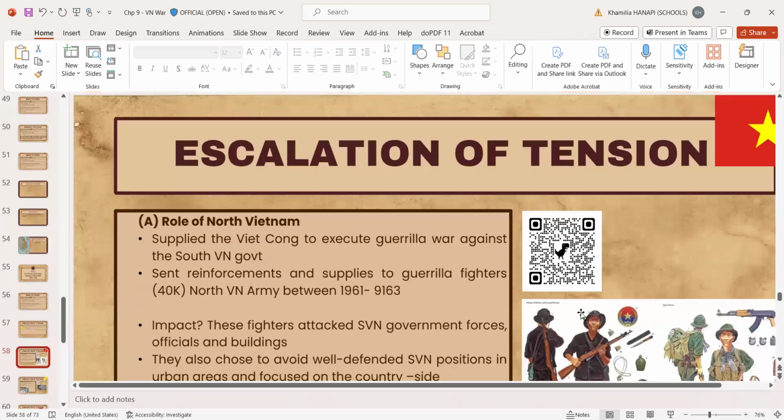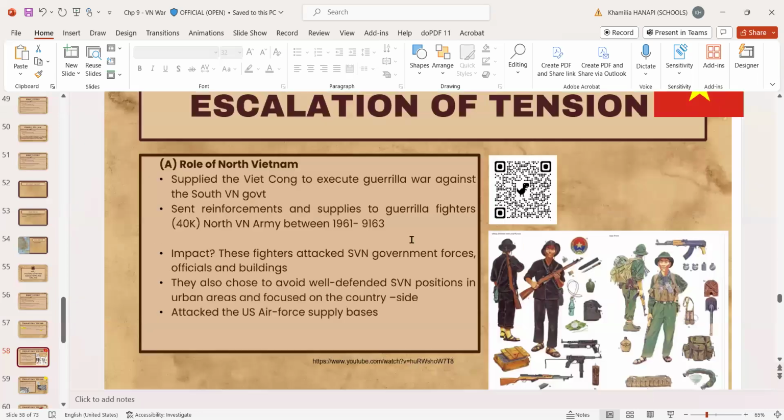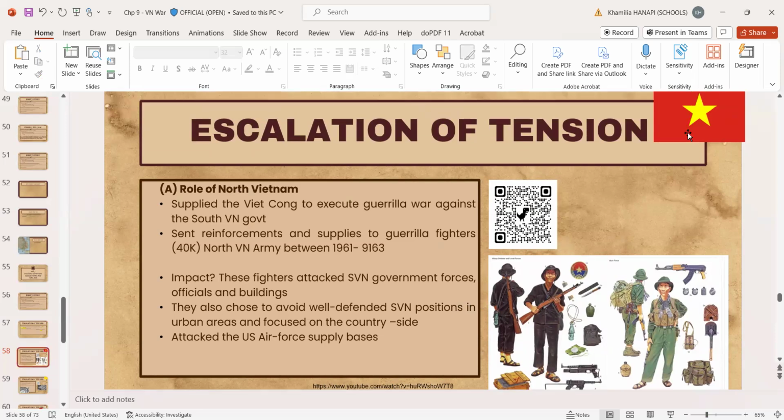Okay, now let's take a look. Next. So what was the role of the North Vietnamese? In your notes, there is a QR code, and you can watch a little bit about the soldiers supporting the North Vietnamese. So this is the flag of North Vietnam. What was the role of North Vietnam in this escalation of tension?